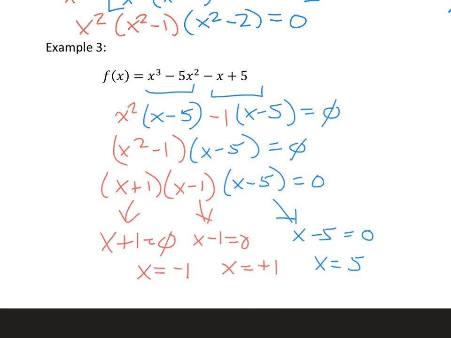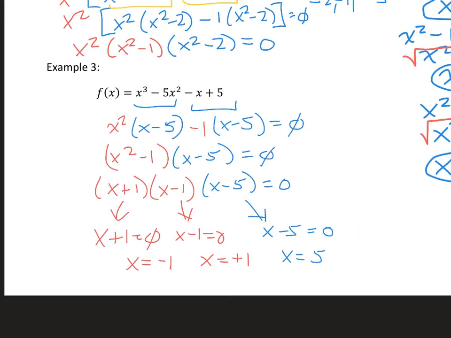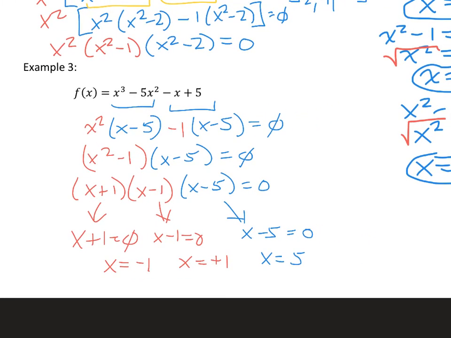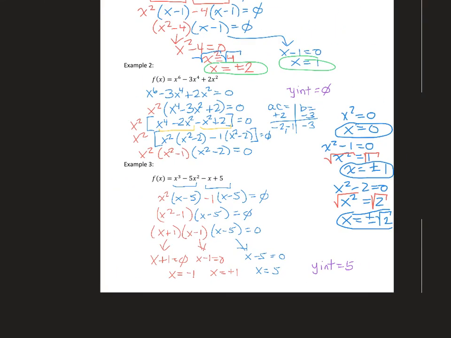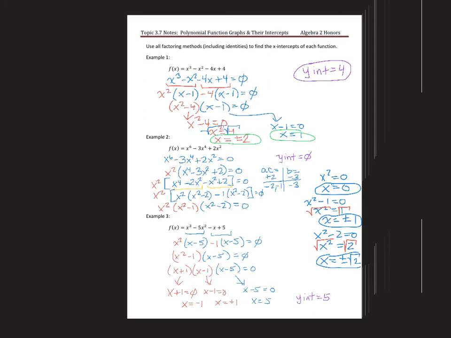And we didn't talk about the y-intercept of this, but you can see very easily that the y-intercept of this function is going to equal 5. So we know a lot about all 3 of these examples just by breaking them down and picking apart these zeros, which we call the x-intercepts.